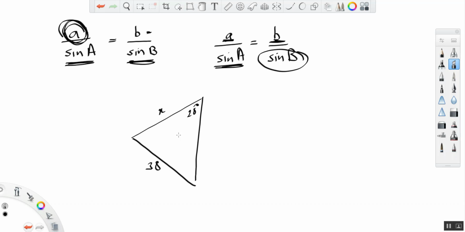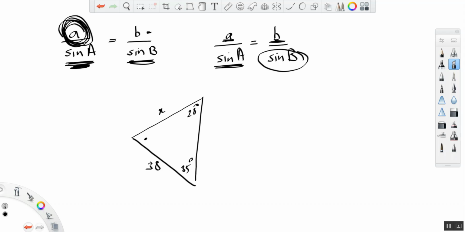One other thing, we need to be specific. To work out side A, we need angle A, so the opposite angle. It's not good enough to know this angle. We'd need to know the opposite angle. So if that was, say, 35 degrees, well, now we've got enough information. We've got the side, we've got the opposite angle, we've got another angle, and we've got a side. So that we could use to find x.